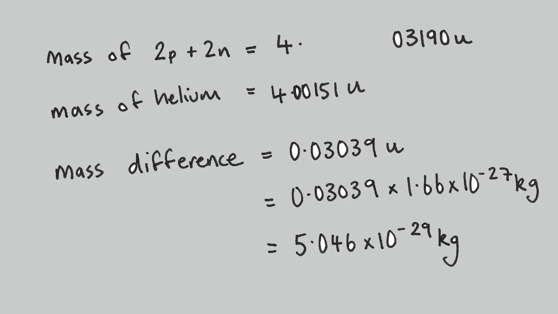And what you could do then is work out how much energy that's equivalent to. If you use E equals mc squared, you could multiply that mass by the speed of light squared, and it would tell you the amount of energy involved as well.